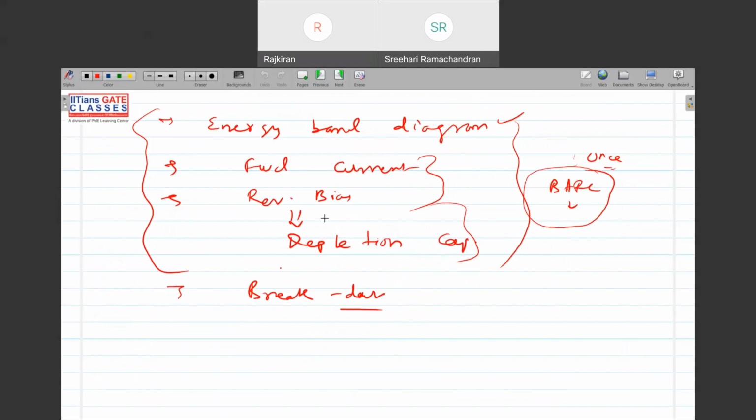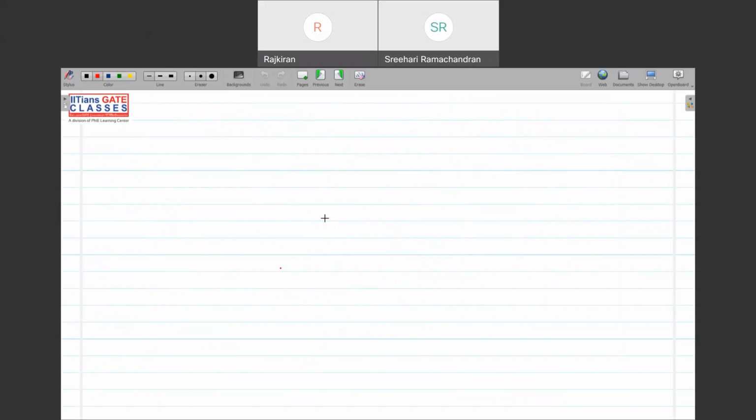Before that we want to cover what is called the energy band diagram. What is an energy band diagram in a PN junction? Suppose I give you any semiconductor, how do we find out the energy band diagram? So today's first topic is the energy band diagram.